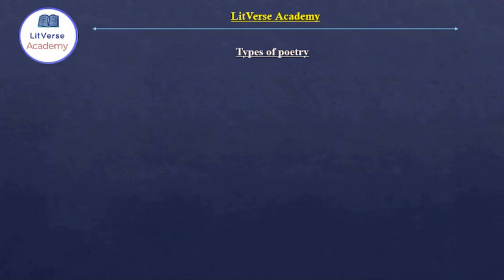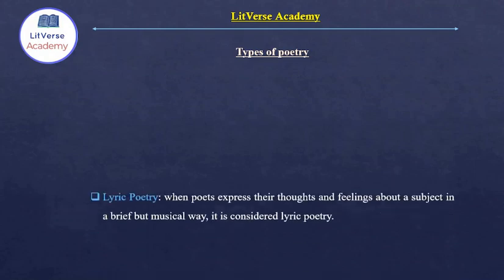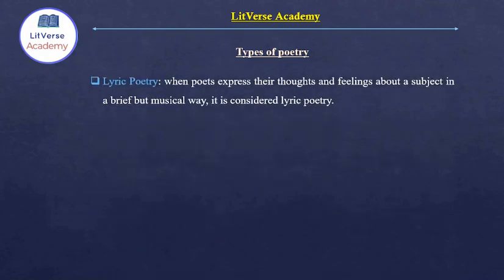In this slide, we are going to discuss the types of poetry. You will see how many types of poetry there are in English literature. And the very first is lyric poetry. When poets express their thoughts and feelings about a subject in a brief but musical way, it is considered lyric poetry.